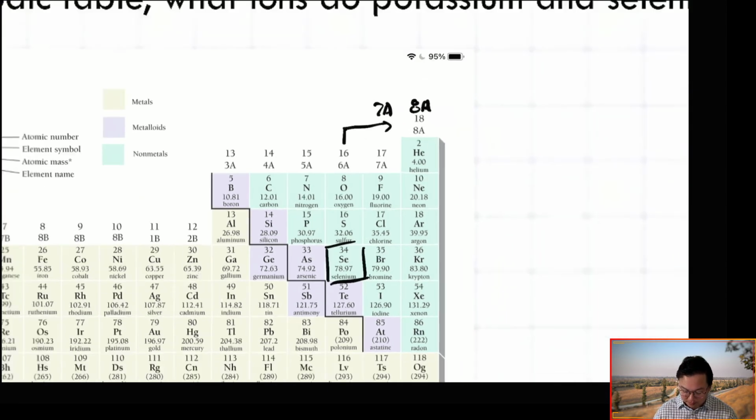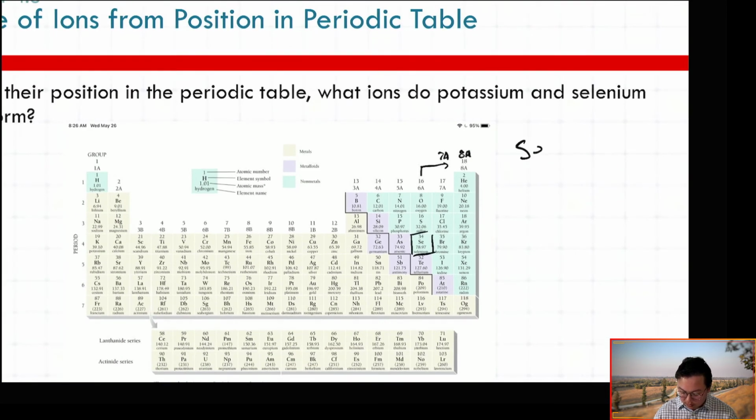So selenium is going to gain 2 electrons. Its most likely ion is going to be 2 minus.